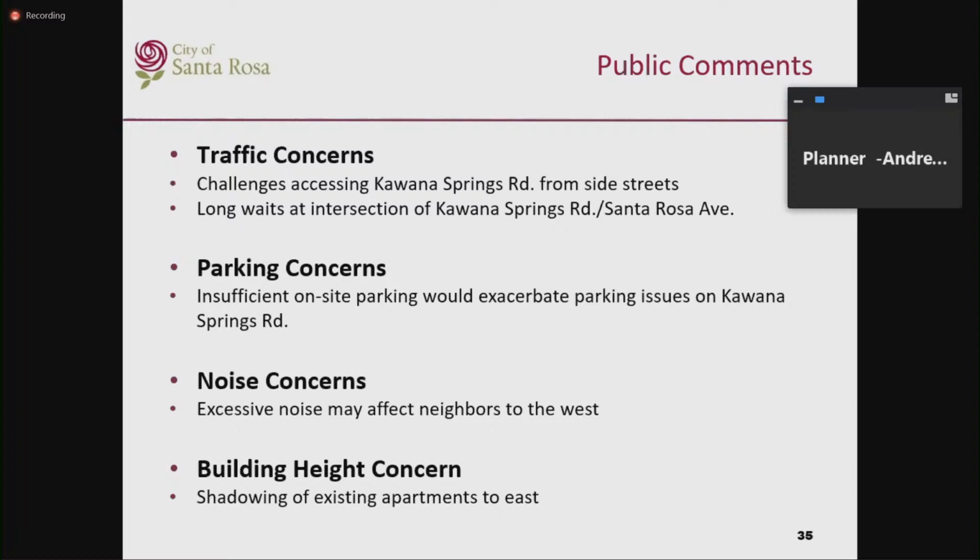Finally, there's a concern about building height and shadowing of the existing apartments to the east. The building height of 5 stories does exceed the maximum allowable building height of 45 feet. The applicant has applied a concession to building height, which would allow the building to exceed that and achieve its maximum proposed height of 66 feet. Because the building is longer and narrower and centrally located on the site, shadow studies provided by the applicant do indicate that there would be a minimal impact of shadow on the Meadows apartments to the east of the project site.